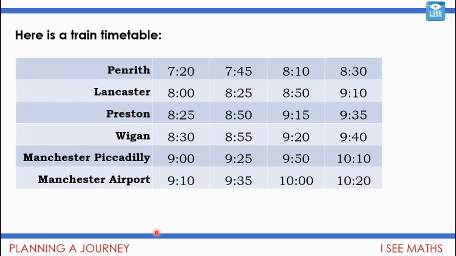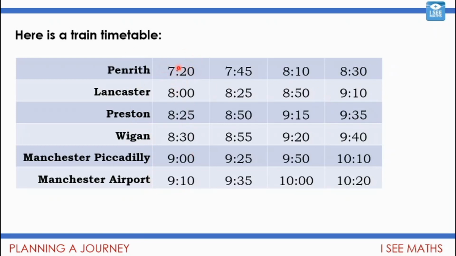This is what a train timetable might look like. So this is the route for a train that goes from Penrith right up in the north west of England down to Manchester Airport, and it stops at Lancaster, Preston, Wigan, Manchester Piccadilly, and then the final stop is Manchester Airport. We've got all these different times.